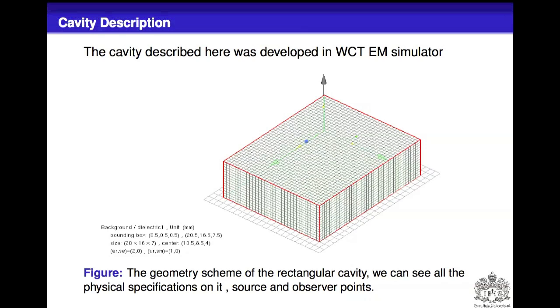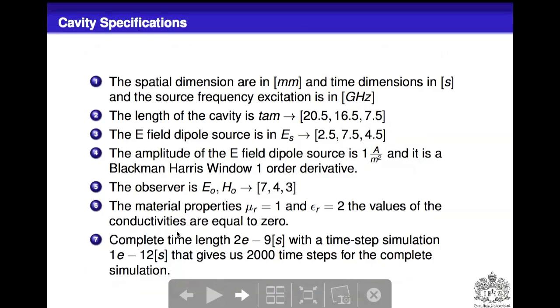There is this regular rectangular cavity with one electric source, that is an electric dipole, and one observer. Then this is the description of this cavity specifically. All the quantities in space are in millimeters. The time dimension is in seconds. As you can see, the cavity size in this case is 20.5, 16.5 in Y, and 7.5 in theta.